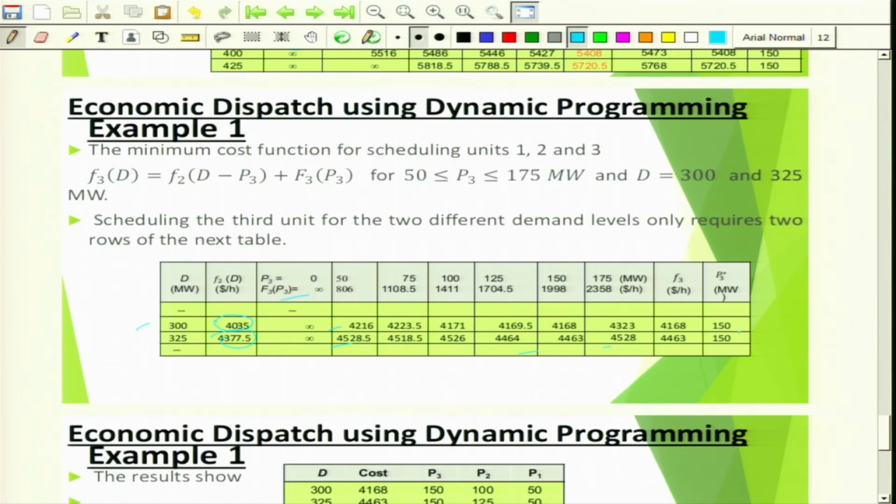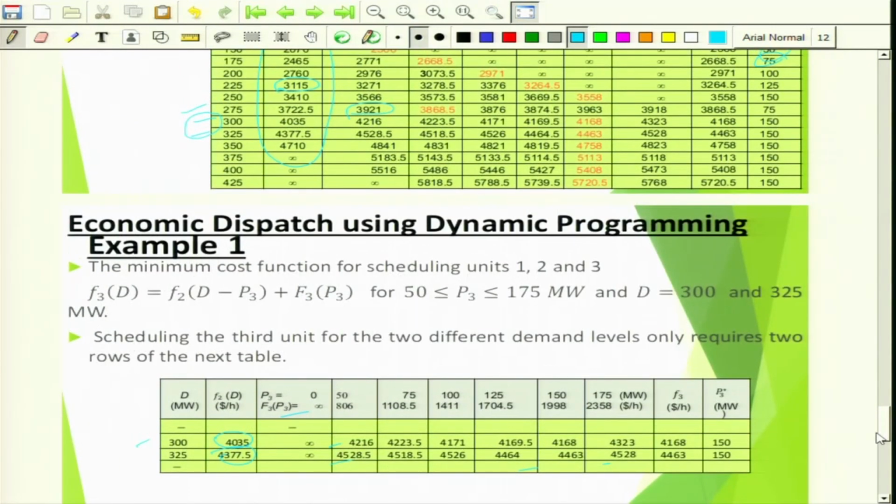So you get F3 as 4168. You see here F3 as 4168, and then P3 as 150 megawatt. This is the best combination for 300 megawatt of generation. For 325 you have F2 of double D, which is the best combination of generator 1 and generator 2, that is 4377.5, and the best combination of generator 3 is again 150 megawatt, but that is coming out to be 4463, right.